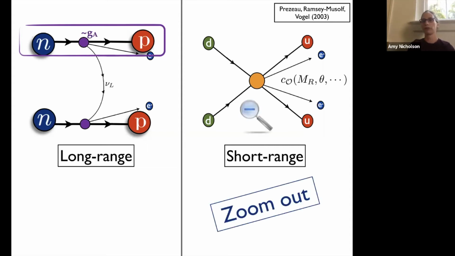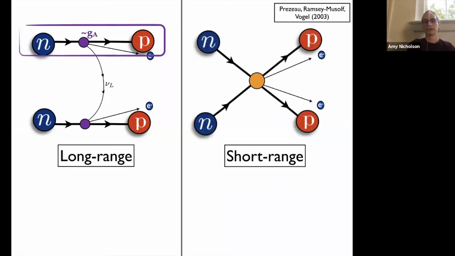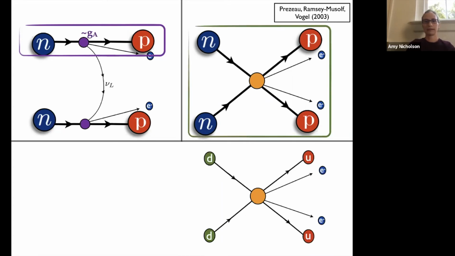And if I now want to go to hadronic scales, so I want to talk about this in terms of neutrons and protons, the simple way is to do just what we did before. We can dress them and show that we have two neutrons going to two protons, but now they interact via a single point. So this is a short range contact interaction. There's a second way that I can do this.